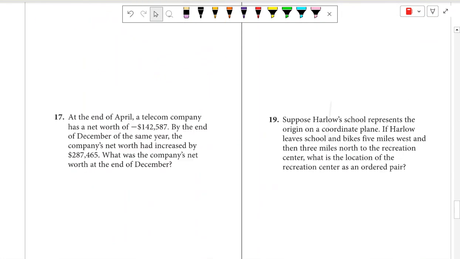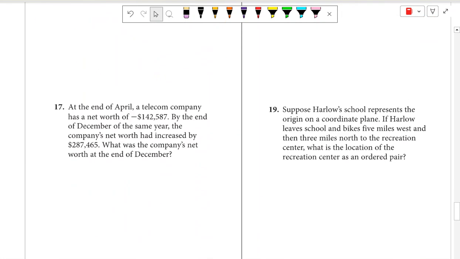Oops, going down. 17. At the end of April, a telecom company has a net worth of negative, that's not good, so negative $142,587. By the end of December of the same year, the company's net worth had increased by $287,465. So we need to add these together to find out what their current net worth is.